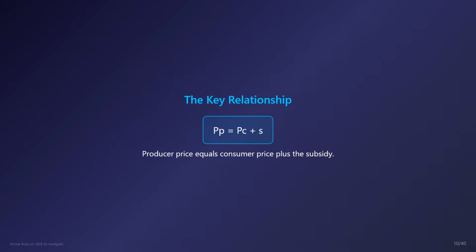That gives us the key relationship, and notice it's the tax relationship flipped. The producer price equals the consumer price plus the subsidy. PP equals PC plus S. The two prices split apart, but this time the producer ends up above the consumer.